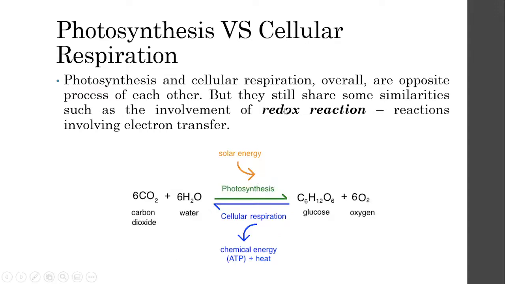One such similarity is the involvement of redox reaction. Redox reaction is where we have electron transfer. As for photosynthesis, what happens is during the light-dependent reactions and the Calvin cycle, we take carbon dioxide and we take water and we create glucose and oxygen. We take the water during the light-dependent reaction and we take carbon dioxide during the Calvin cycle. And during the light-dependent reaction, we create the oxygen, and the glucose is created during the Calvin cycle.